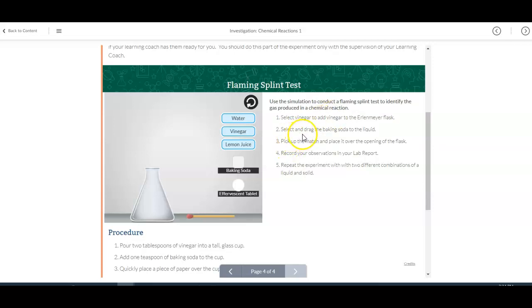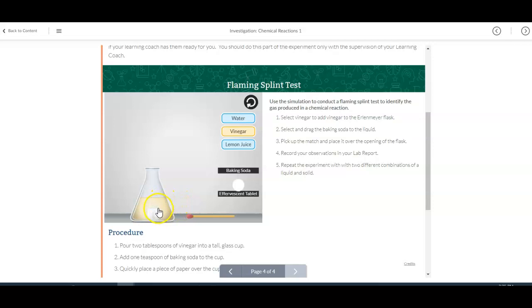The first thing it says to do is to select the vinegar and add it to the Erlenmeyer flask. So you do that. And then you select and drag the baking soda into the liquid. Now we need to figure out what's happening here. We see bubbles. Like if you drink a soda and there's bubbles in there, it's carbon dioxide gas. Usually that's what we're thinking, carbon dioxide gas released. Maybe that's our hypothesis here, that we're seeing bubbles and we're guessing on the gas that's released.